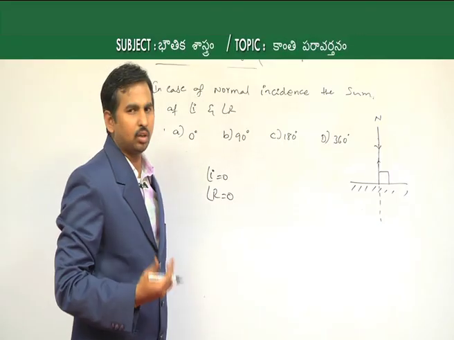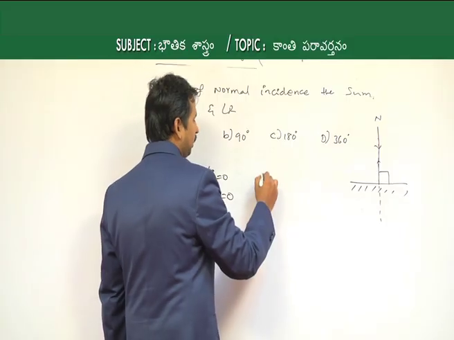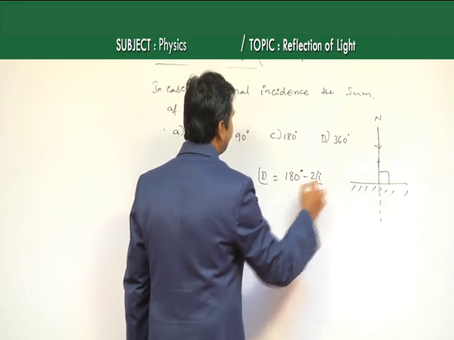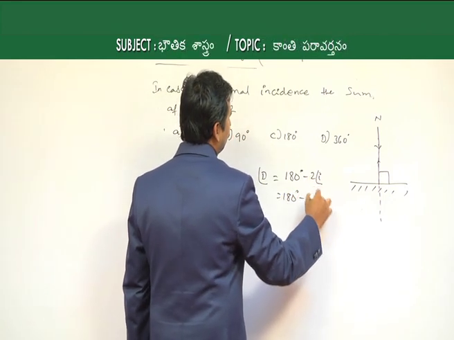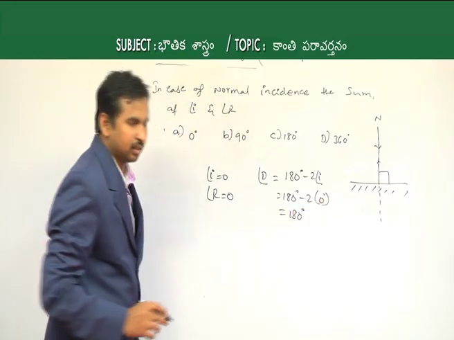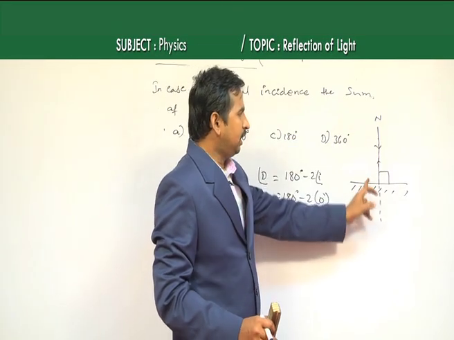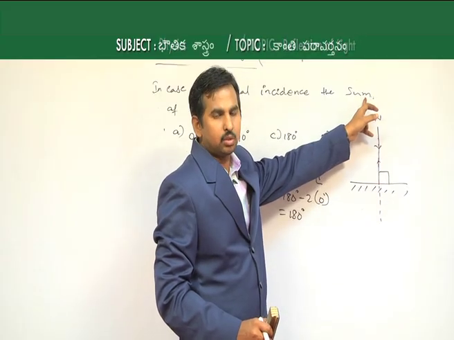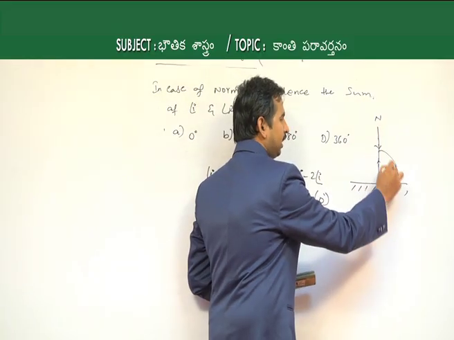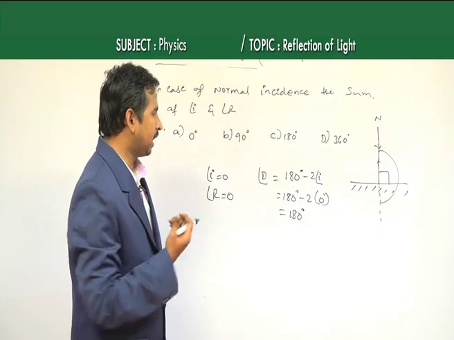Now, for the same question, they can ask about the angle of deviation. In the case of the angle of deviation, it is 180 minus 2i. Then it is 180 minus 2 into 0, as the angle of incidence is 0 here, that is equal to 180 degrees. 180 degrees means the light ray coming down, which is incident on the plane mirror, retraces back along the same path upwards. So the angle between the extended incident ray and the reflected ray becomes 180 degrees. As the light ray is reversing back along the same path, that is why the angle of deviation is 180 degrees.